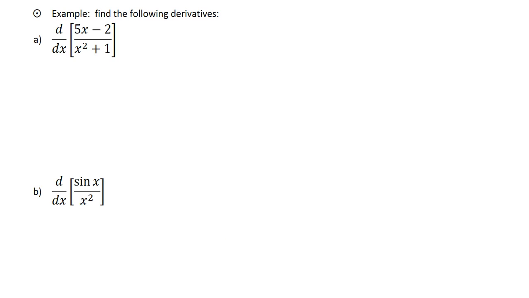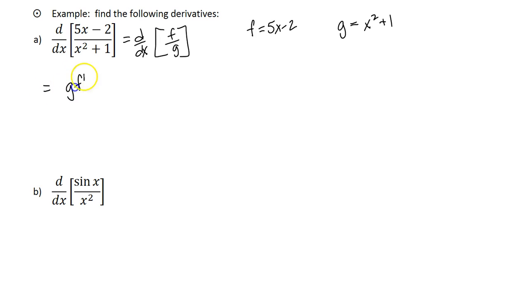Okay, so we're going to take a look at this one, and this is clearly a quotient. You've got 5x minus 2 divided by x squared plus 1. So anytime you have the derivative of a fraction like this, you're going to want to use the quotient rule. So in this case, I'm going to let my f be 5x minus 2, and I'm going to let my g be x squared plus 1. So this is now the derivative with respect to x of f over g, which we know is gf prime minus fg prime divided by g squared. So I need f prime, which is going to be 5, and I need g prime, which is going to be 2x.